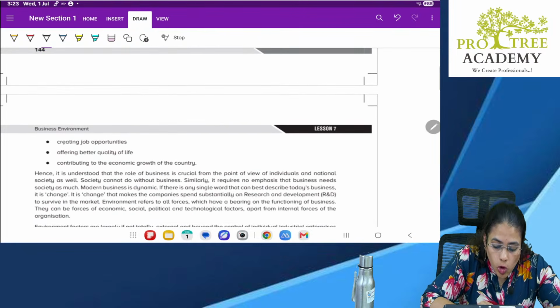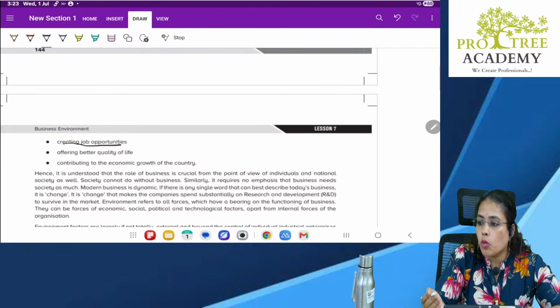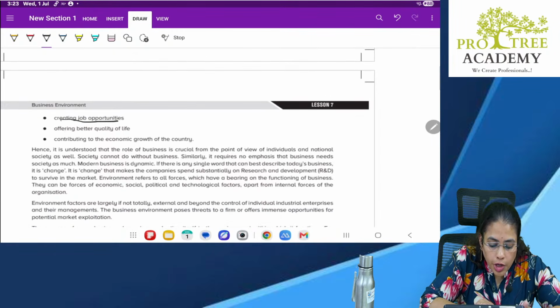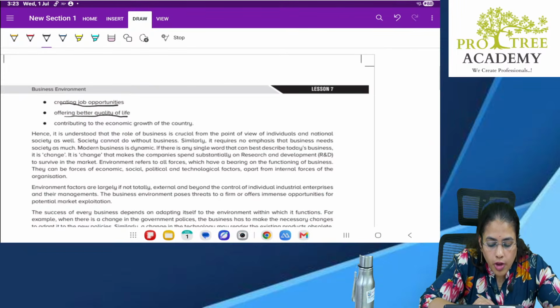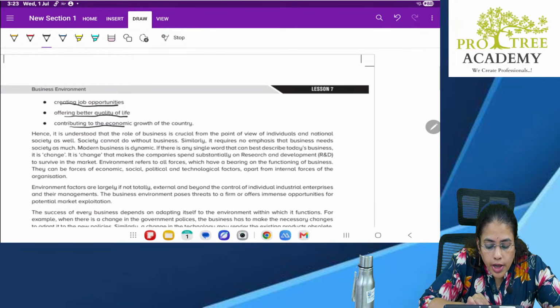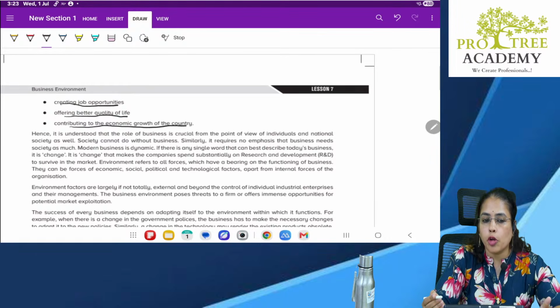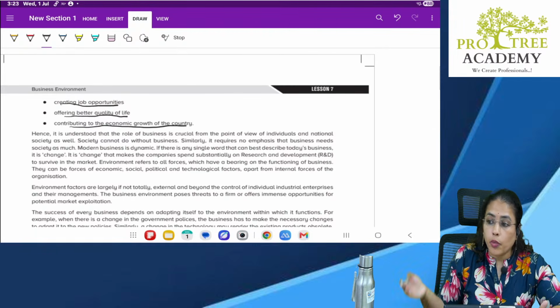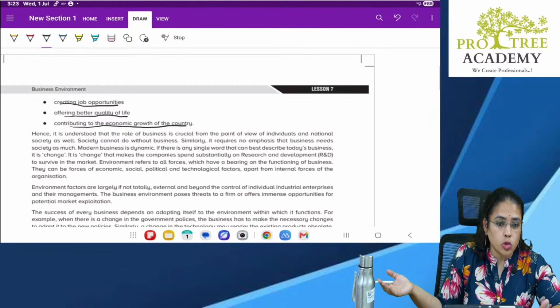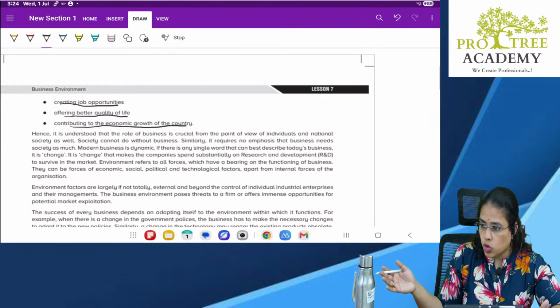Then creating job opportunities. You are creating job opportunities by having a business. Okay. Offering better quality of life. When job opportunities are created, everybody will have better living habits. Okay, so better quality of life. Contributing to economic growth of the country. So indirectly, you will contribute to the economic growth, because when unemployment is met, you are contributing. When you are progressing, India is also progressing. Your environment is also progressing.